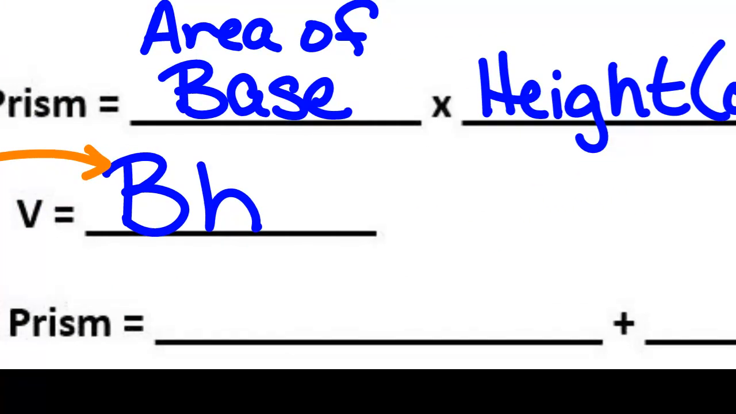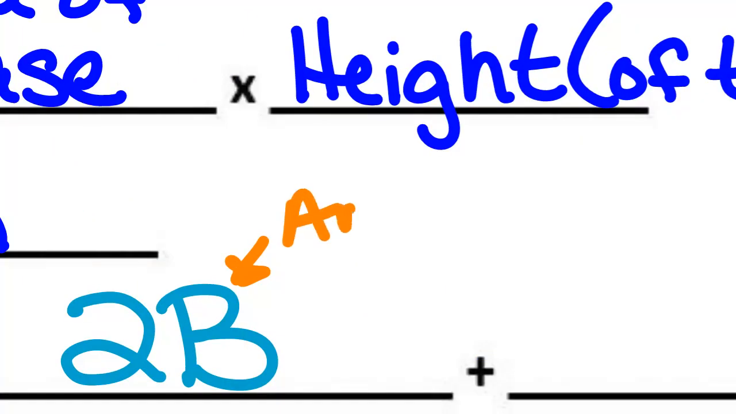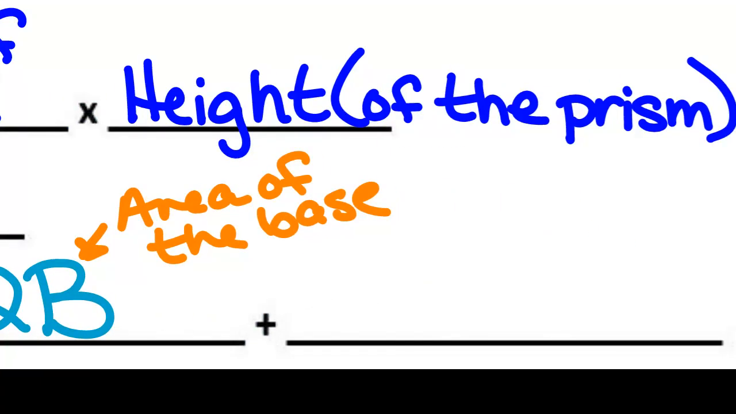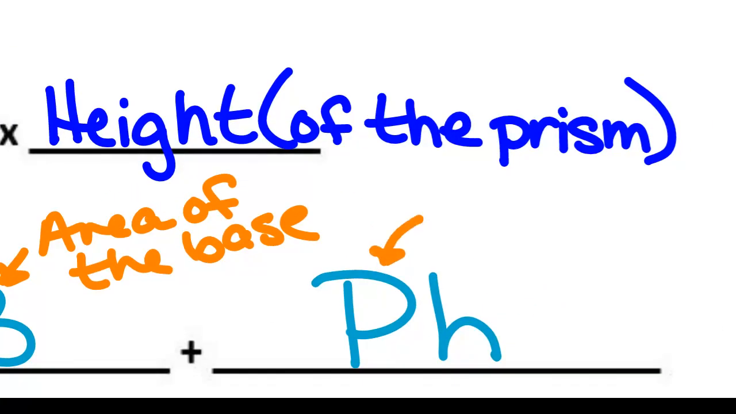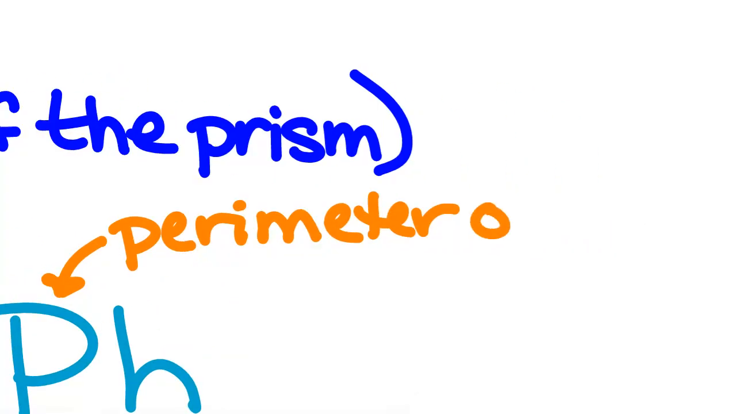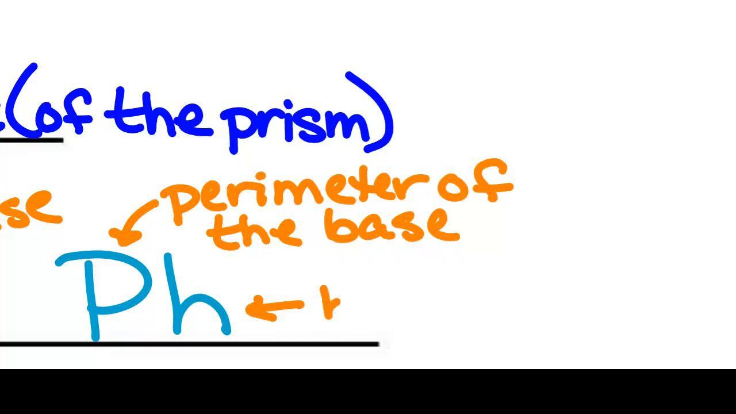For surface area, we have 2 times the area of the base plus capital P times lowercase h. That capital P is the perimeter of the base, times our lowercase h, which is the height of the prism.